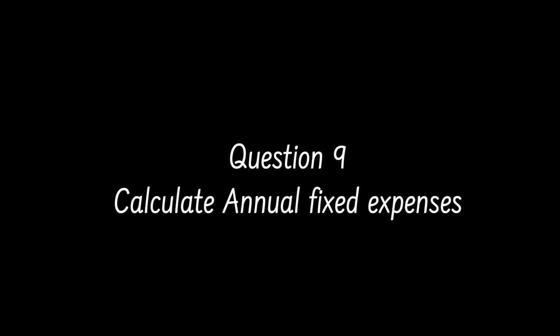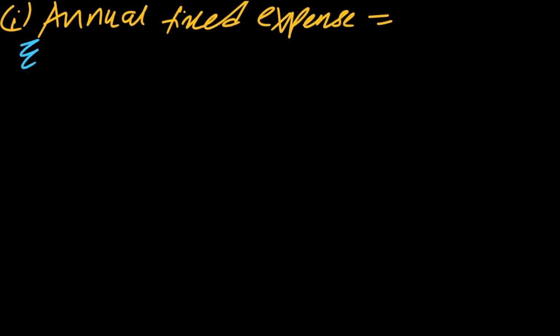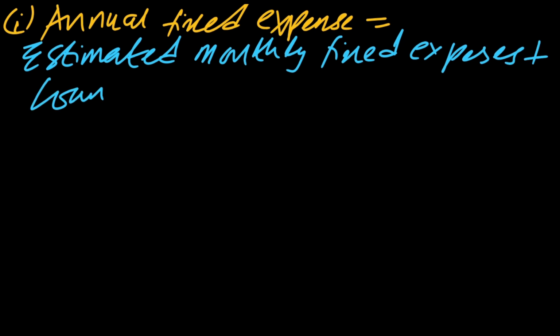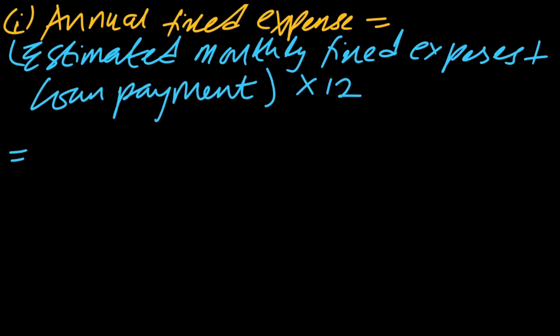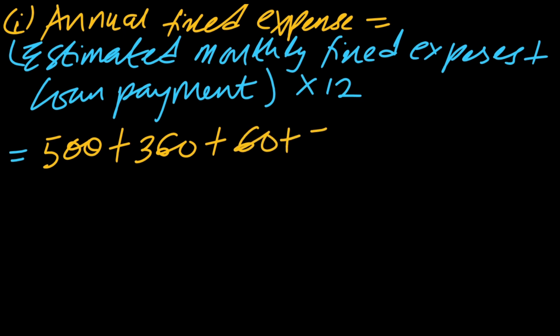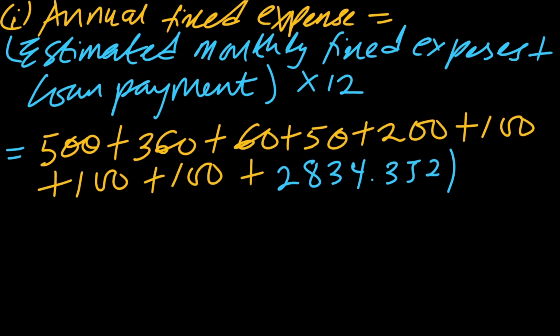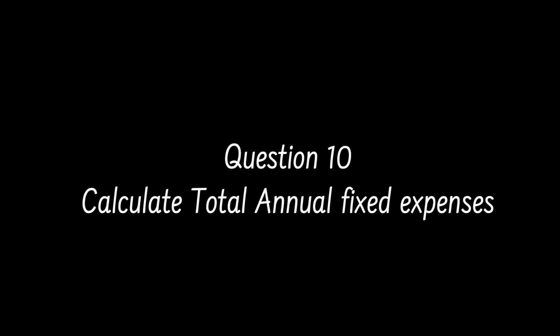Question 9. Calculate the annual fixed expenses. The annual fixed expenses is equal to the estimated monthly fixed expenses plus the monthly loan repayment, all multiplied by 12. That is 500 plus 360 plus 60 plus 50 plus 200 plus 100 plus 100 plus 100 plus 300 plus 2,834.352, all multiplied by 12. The answer is equal to 55,252.224 Ghana cedis.